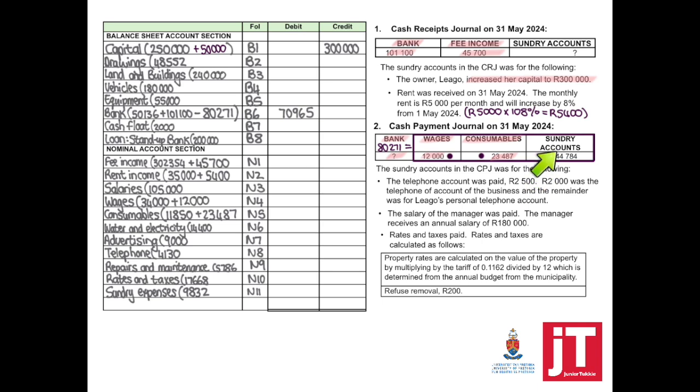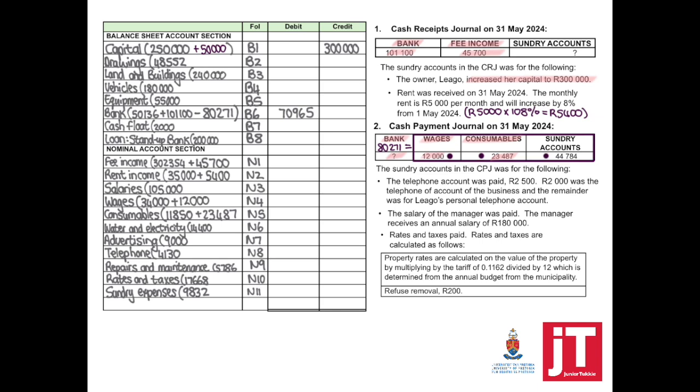And now you need to be careful. There it says sundry accounts. It's not the same as sundry expenses. Sundry accounts consist out of a list of transactions that happened. So we need to look at each one of those transactions and see where do we need to make the changes. The first one said the sundry accounts in the CPJ was for the following.